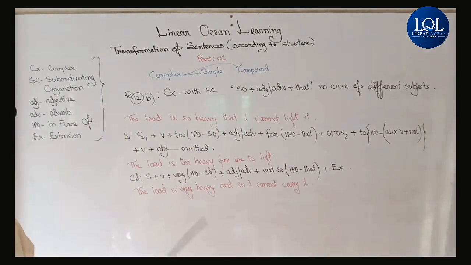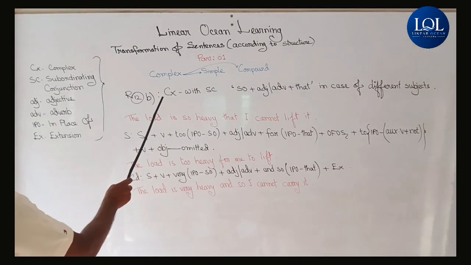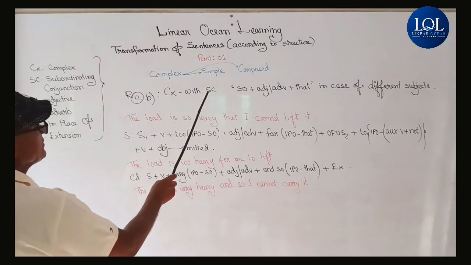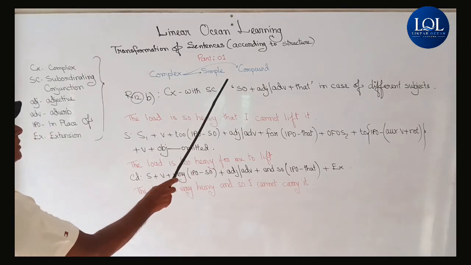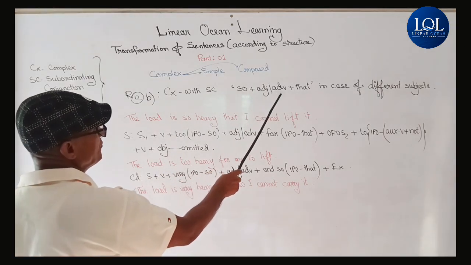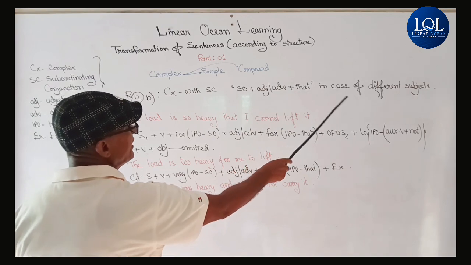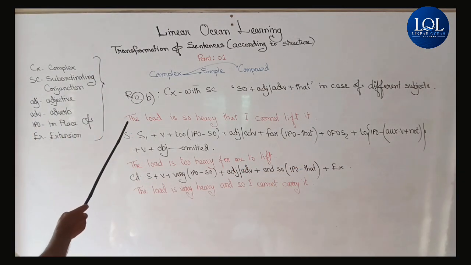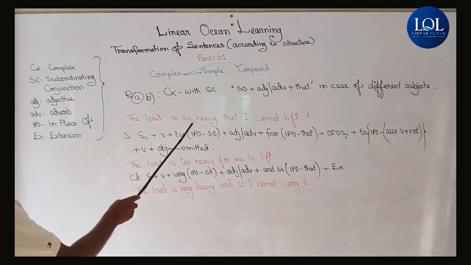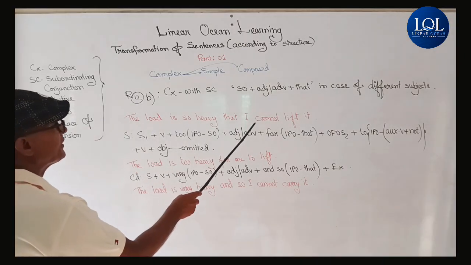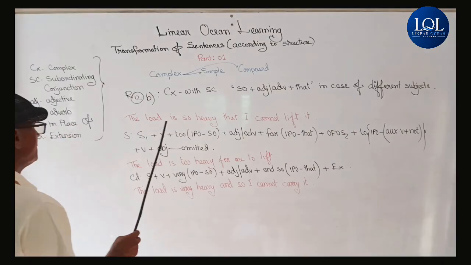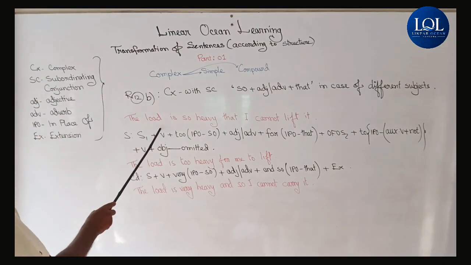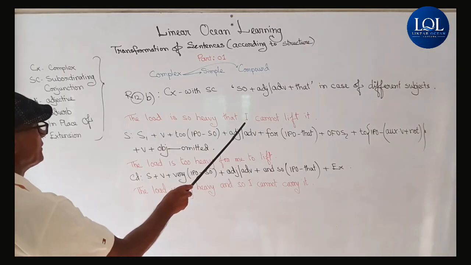Viewers, now let's get on to rule number 12B: complex sentence with subordinating conjunction so plus adjective or adverb plus that in case of different subjects. Look at the example: the load is so heavy that I cannot lift it. In this sentence we have got two subjects, one is the load and another is I.